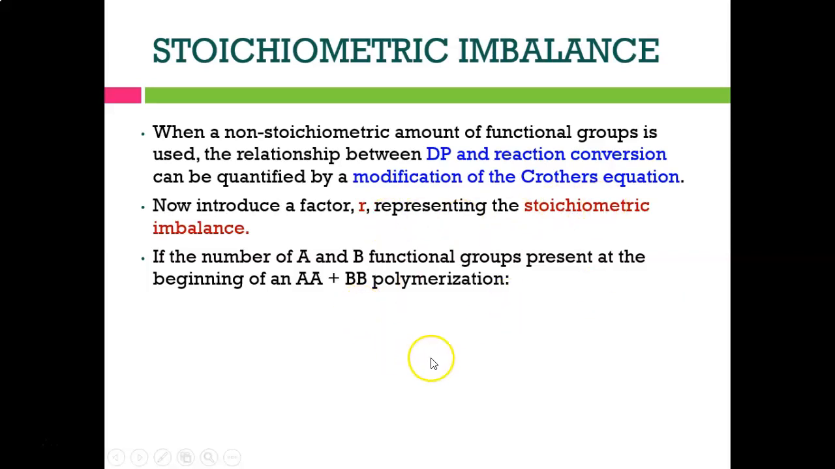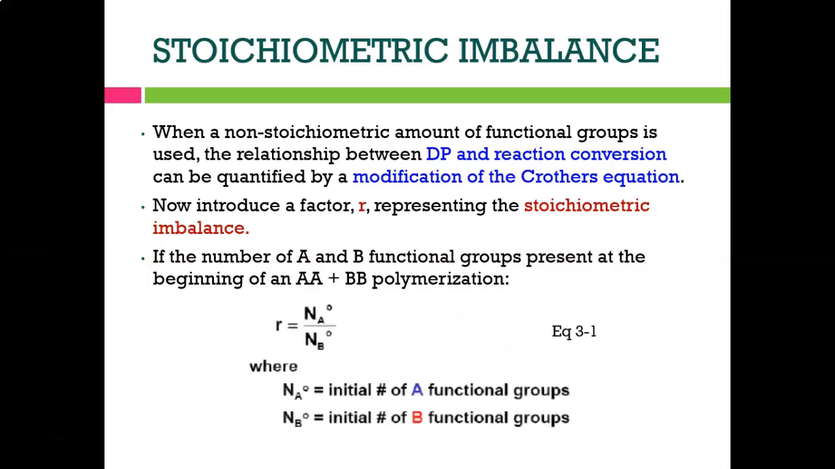If the numbers of A and B functional groups are present at the beginning of an AA and BB polymerization, we can say that R equals NA naught over NB naught. NA naught represents the number of A functional groups, and NB naught is the number of B functional groups. This means the number of functional groups in monomer A divided by the number of functional groups in monomer B.